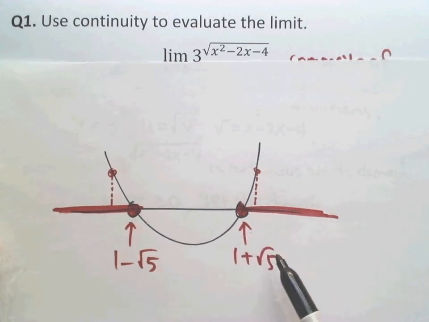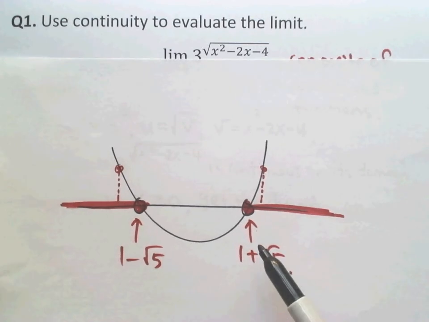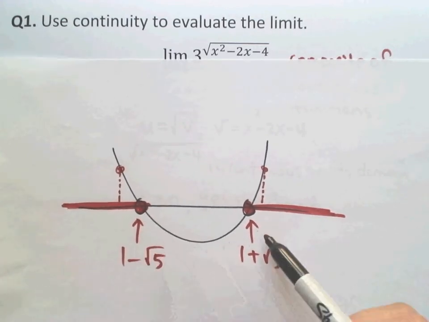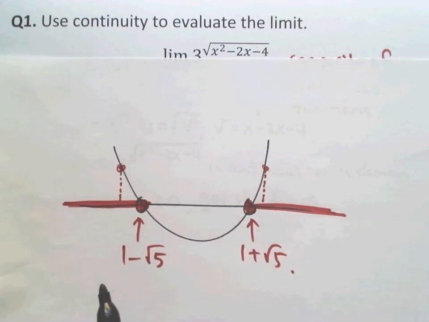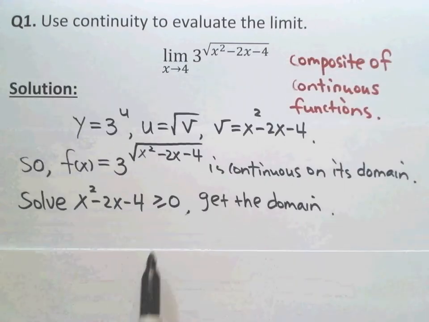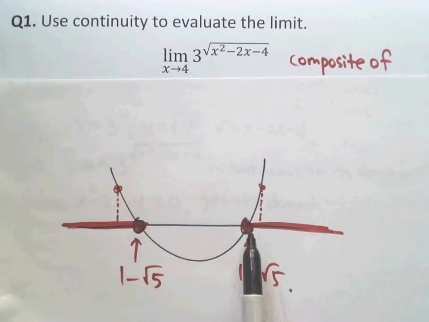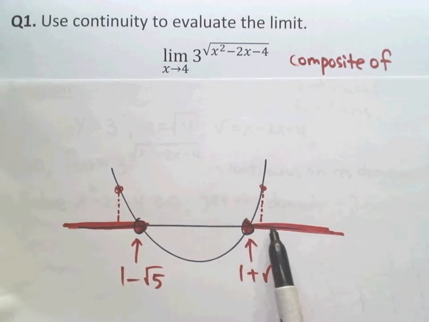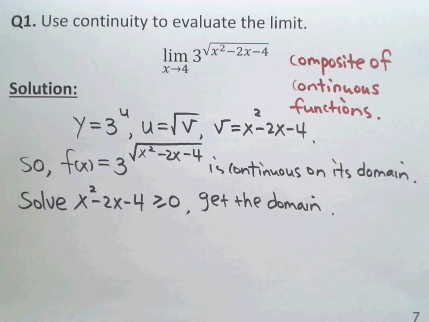If we find them, the first zero is 1 minus square root of 5, the second is 1 plus square root of 5. Of course, we have a lot of ways. You can use the quadratic formula, or you can complete the square to find these two. I ignore this step. I already found this number and this number. So what is the domain? The domain is where the expression is greater than 0, so negative infinity to this number, or this number to positive infinity.